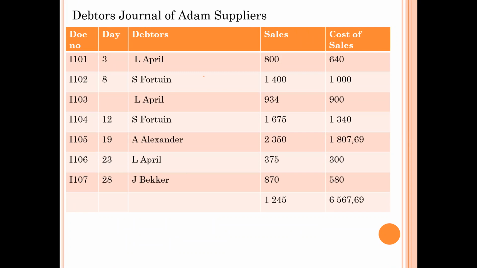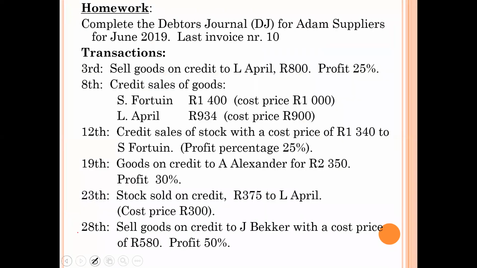Right, I can see some people saying what they have wrong or what they've got correct. Doesn't matter at all. I'm actually just very glad that you have tried to practice this exercise. And let's look at the last transaction. On the 28th, sell goods on credit to J. Becker with a cost price of 580 Rand.